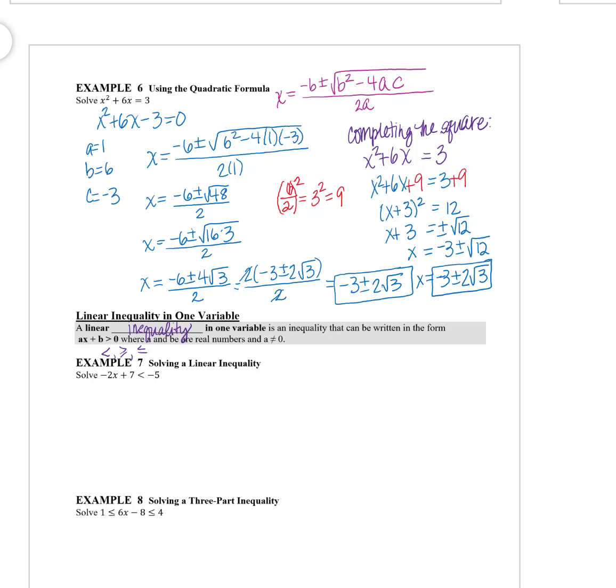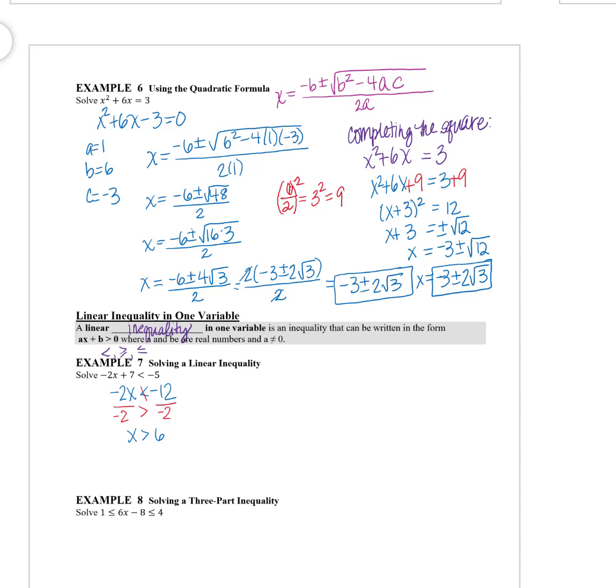The first example, we want to solve for x. We use the same method as when we're solving equations. So I first want to subtract the 7 from both sides. And then here we have to be careful. Whenever we multiply or divide by a negative, do you remember how we have to switch the sign the other way? So x is greater than 6.